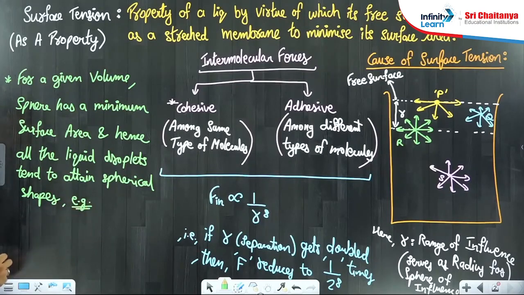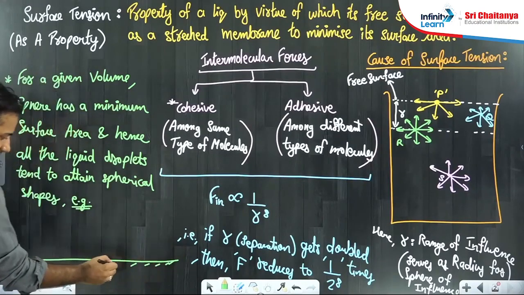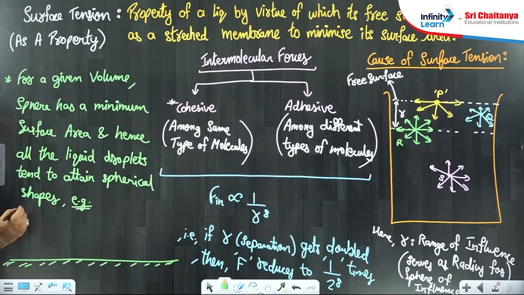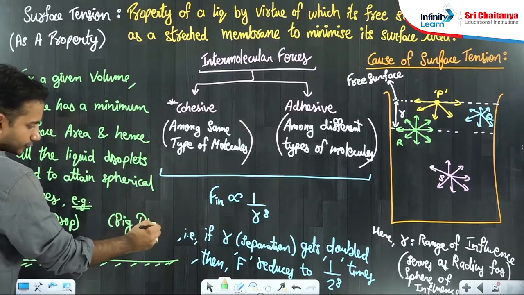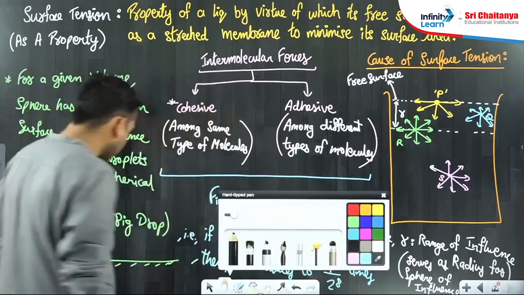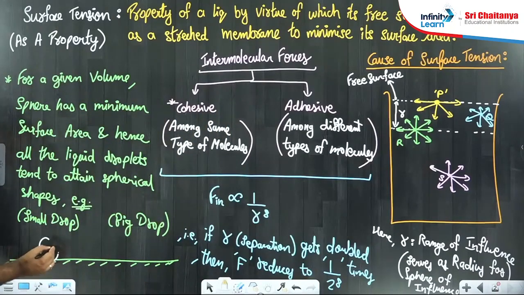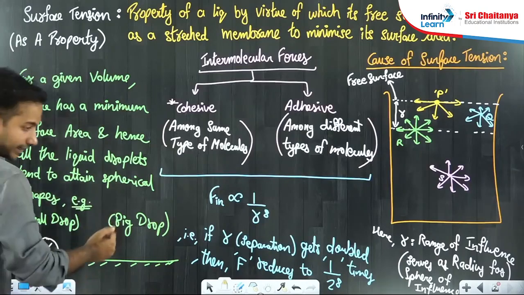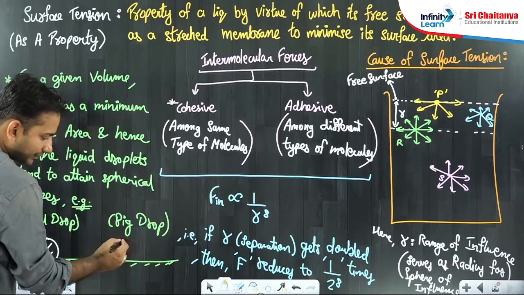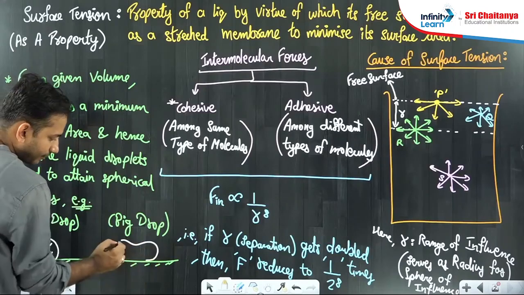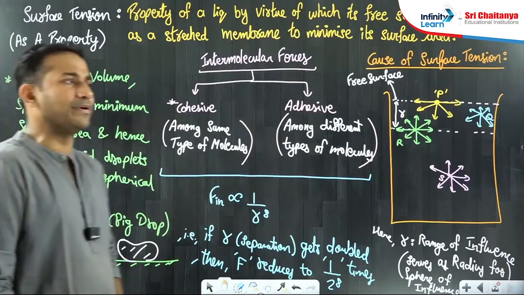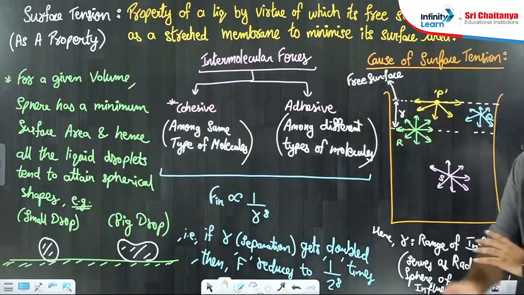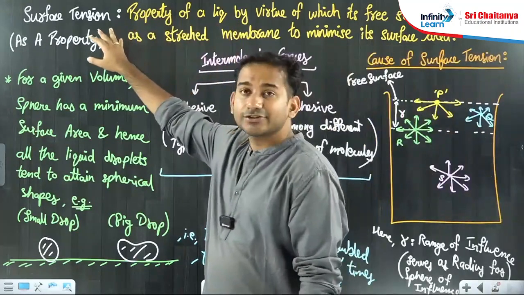Suppose I am considering a small drop and then a big drop. In case of small droplets, definitely you will have a perfectly spherical structure. In case of big drops, because of the gravity, the middle portion can be a bit flattened, but the curvature will still be observed at the ends. So basically, you can clearly see the meaning of surface tension as a property.